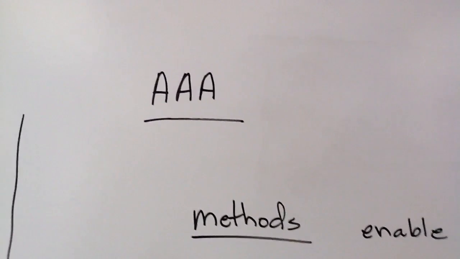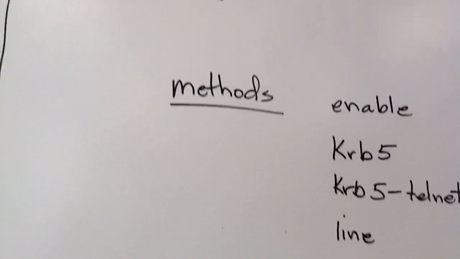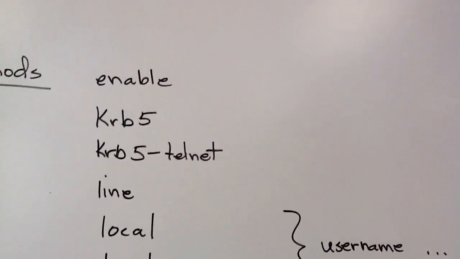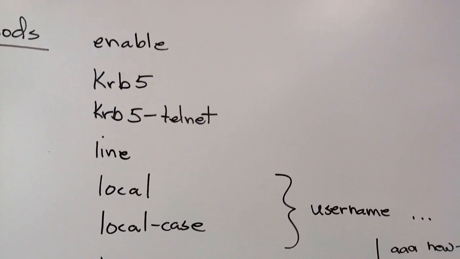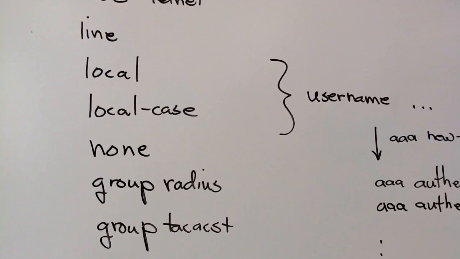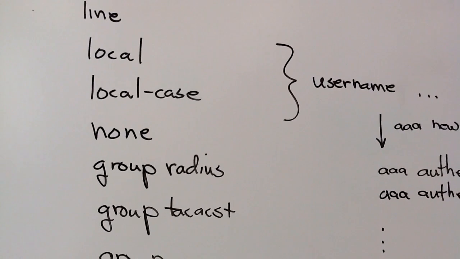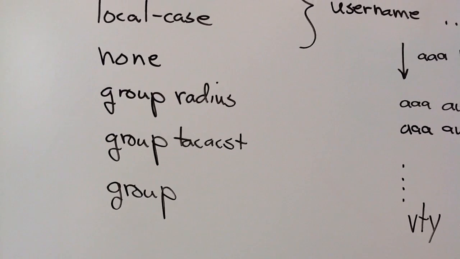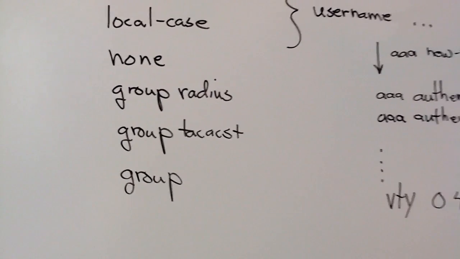We talked about the fact that AAA allows us to have methods. We reviewed the methods. A method could be using the enable password. We talked about verbose briefly. Line password, local or local case, the difference there. We talked about none, group radius, group TACACS+, and group.